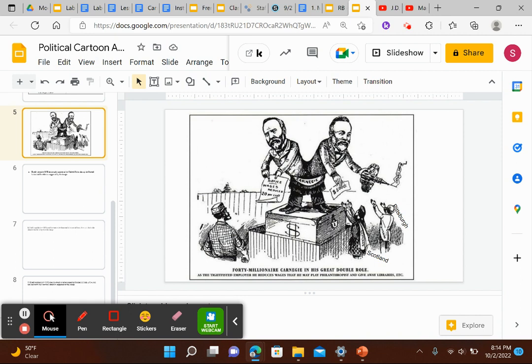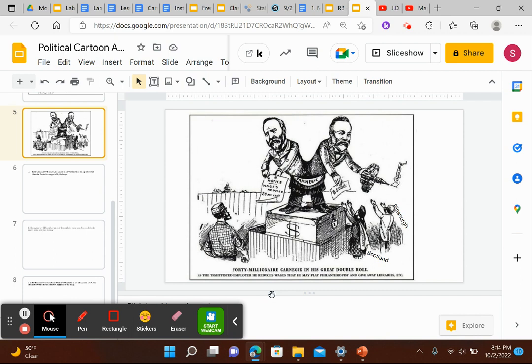On this side, he's handing out money to people holding up their hands. This is Scotland, which is the country he was originally from. That's where he was born. He had a great estate there. And then this is a library that he's handing to Pittsburgh. That was the location, or just outside of Pittsburgh, where his steel company was. And it says, "Millionaire Carnegie in his great double role."